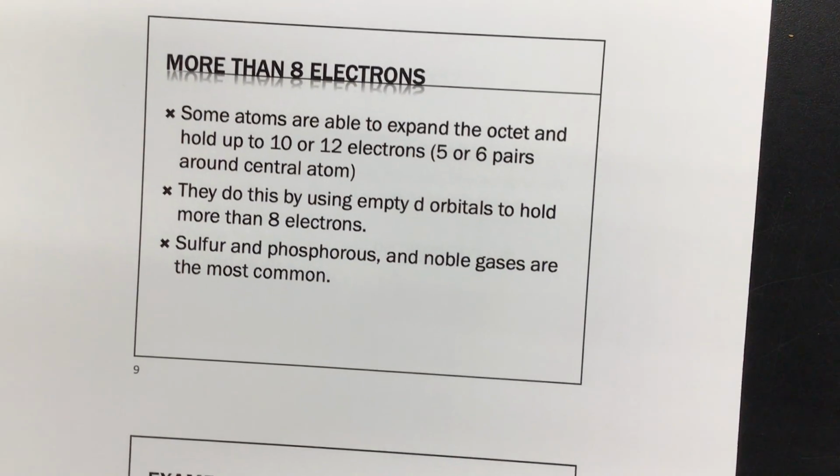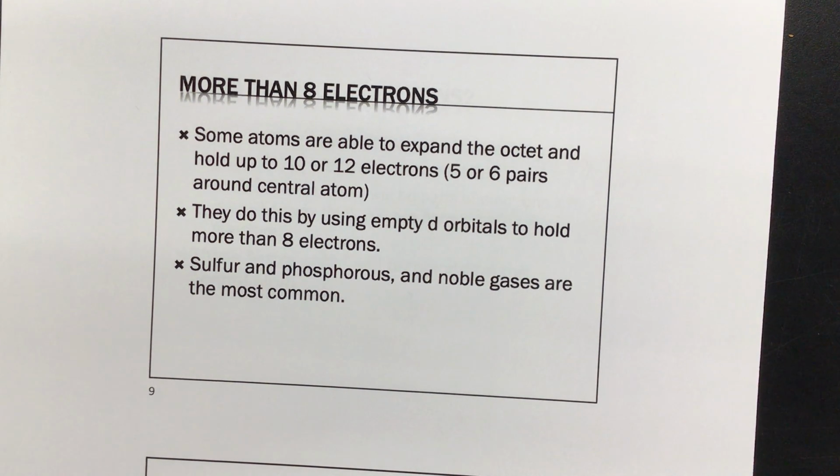Now, some of them can hold more than 8 electrons, and they do that by expanding their octet. And instead of just using our s and p electrons, we're going to use the d orbitals too, because in these guys, the d orbitals are empty. So we're just going to borrow them and store some extra electrons there. And that's kind of the simple way of describing it. But some atoms can expand their octet.